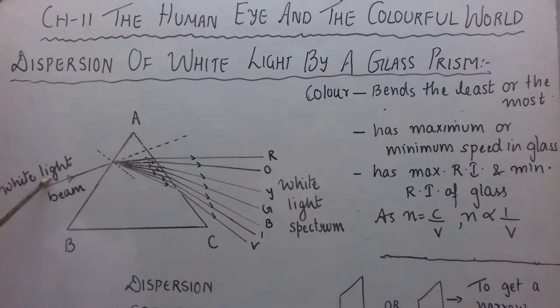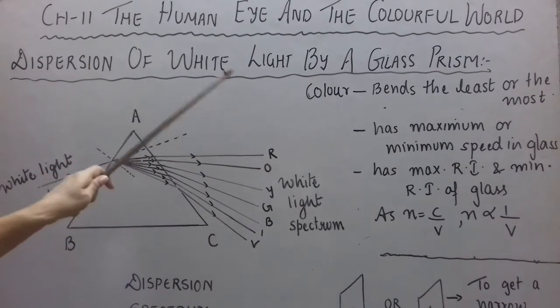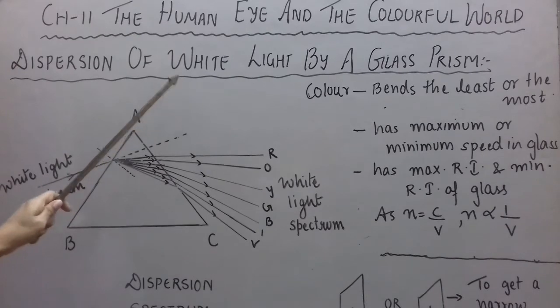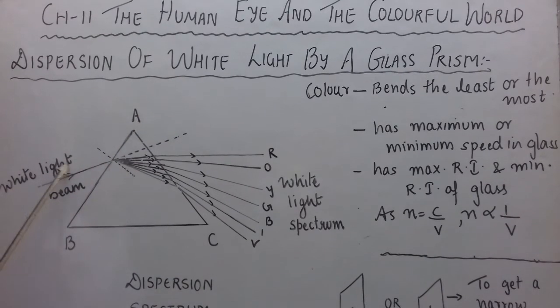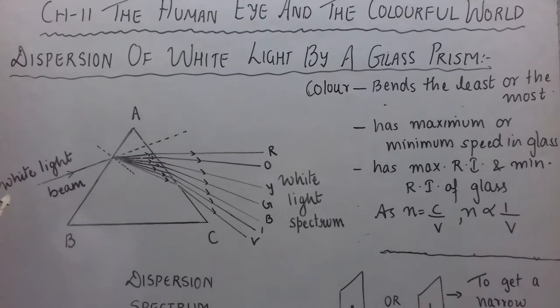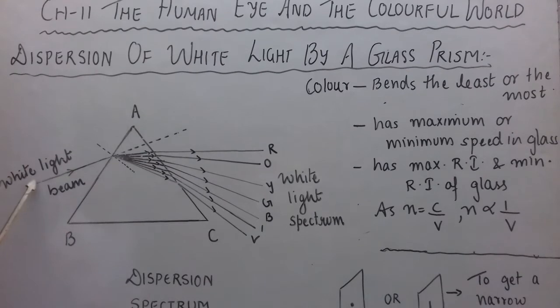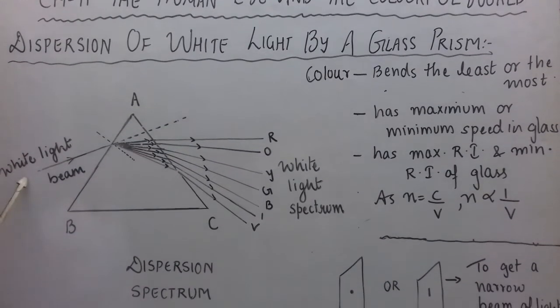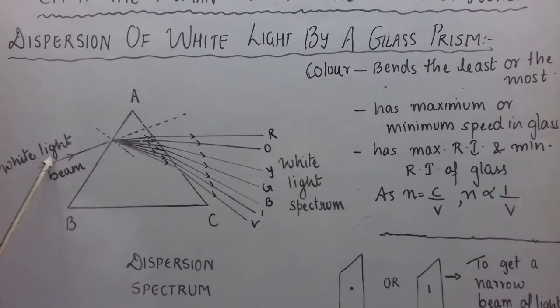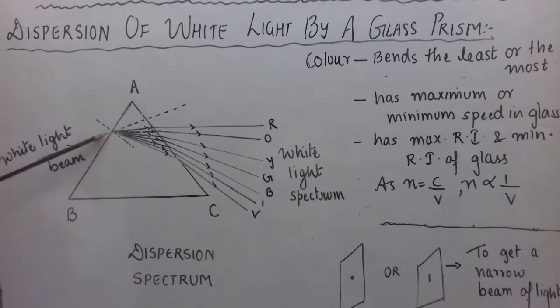Remember, in the previous video we have studied refraction of light. It was not white light in the previous video. It was monochromatic light. Monochromatic means light which contains only one color. And this white light contains 7 colors. So this is not monochromatic, it is polychromatic light. We call it white light. Okay, so a narrow beam of white light is incident on this.